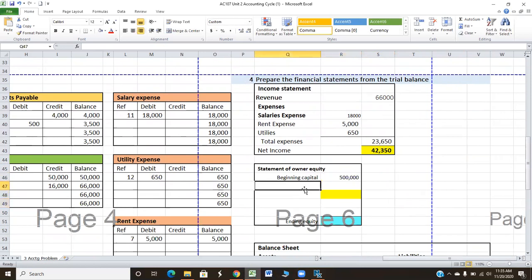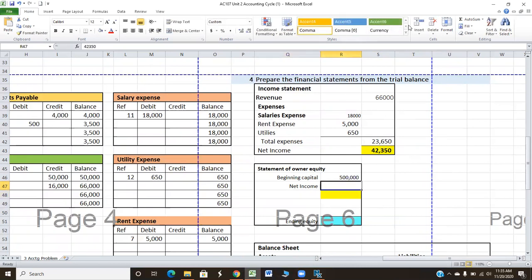Next, what you do is you add your net income if you had a net income. Some companies, they could do bad and they could have a loss. Their expenses are more than their revenues, so they would have a negative figure here. If they had a loss, they would subtract their loss. Okay, but they have an income. They have a positive number, so they're going to add it. So we're going to list 42,350.